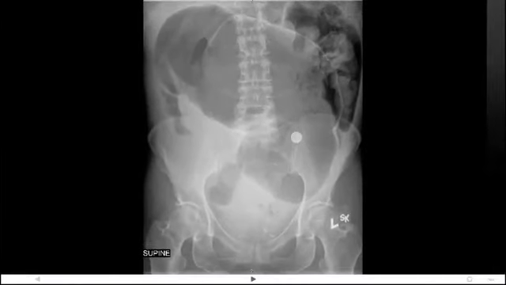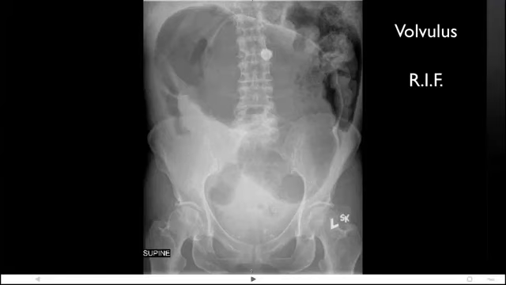Whereas, however, in this film, we can see once again a large, single, dilated loop of bowel, but in this case appearing to arise from the right iliac fossa, running up towards the left upper quadrant before turning and coming back down. As it arises from the right iliac fossa, it is more likely to be consistent with a cecal volvulus.